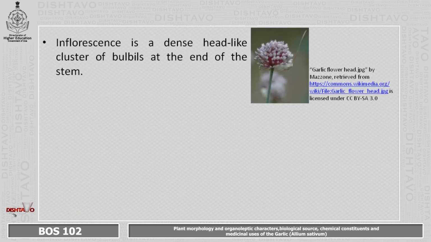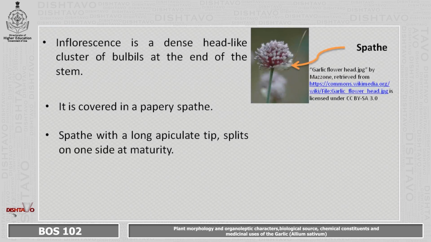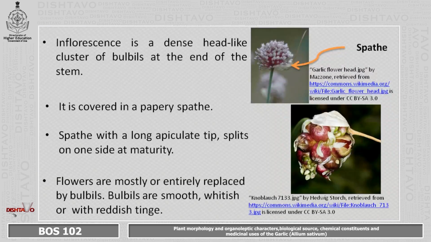Inflorescence is a dense head-like cluster of bulbils at the end of the stem. It is covered with a papery spathe. The spathe, with a long apiculate tip, splits on one side at maturity, as you can see here in the picture. The flowers are mostly or entirely replaced by bulbils. Bulbils are smooth, whitish or sometimes with a reddish tinge.